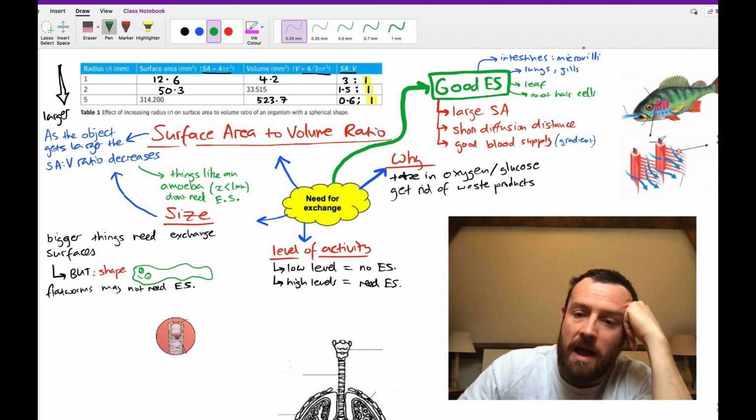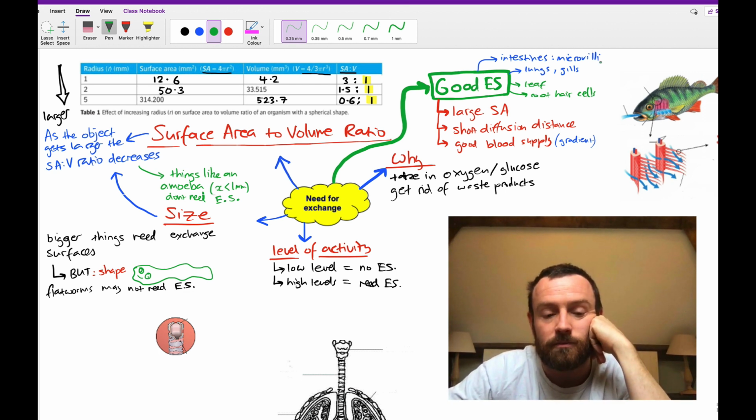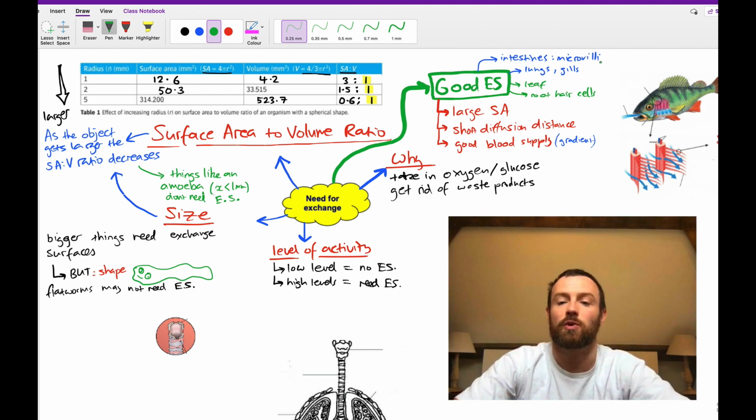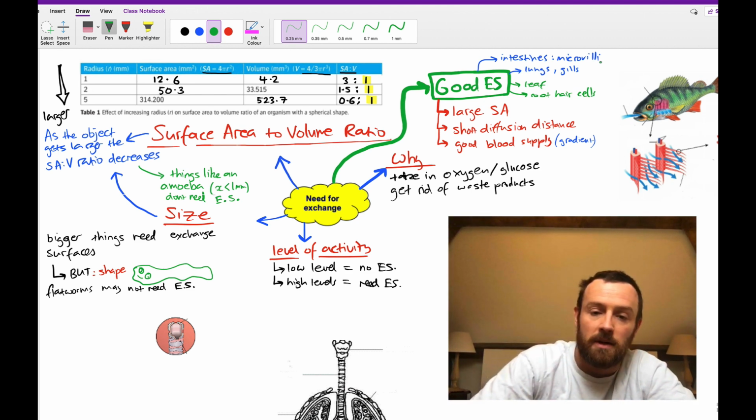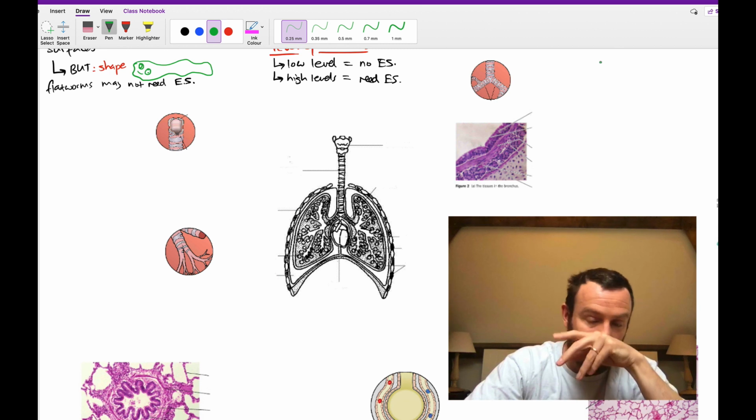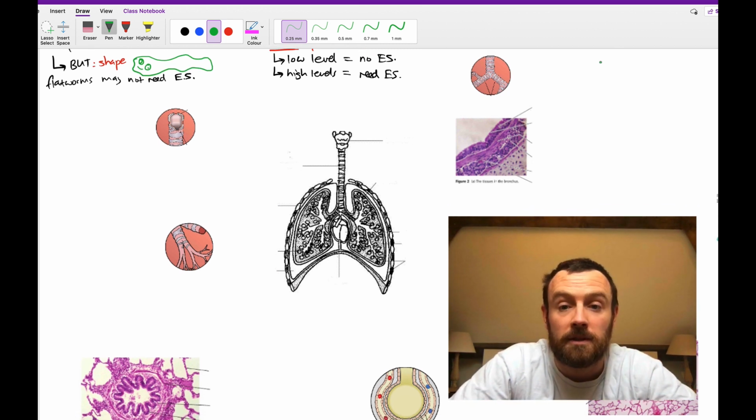So yeah, just be aware that there are multiple exchange surfaces that follow this pattern of large surface area, short diffusion distance, and good blood supply. Okay, now let's get down into the lungs down here.